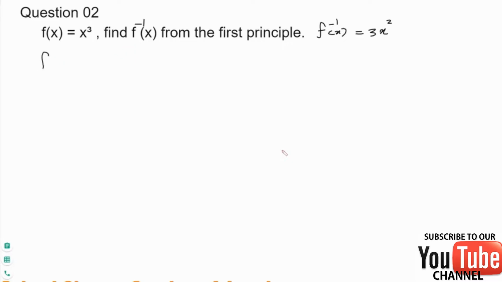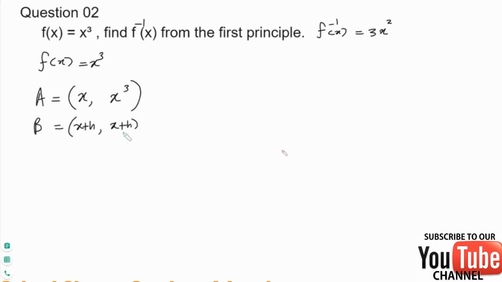f(x) is x cube, and we need to find out the f dash of x, right? So how to do this one? So first point is going to be, so I need 2 points, right? The first point is going to be x and x cube, right? And the second point is going to be x plus h and (x plus h) the whole thing cube. So these are the 2 points I need, right?